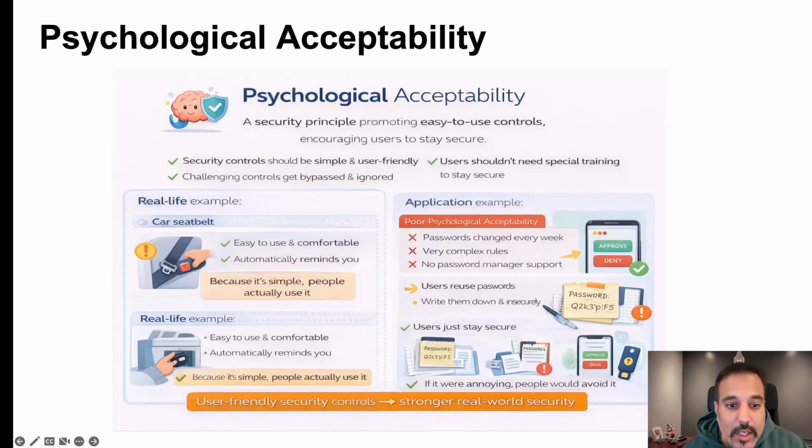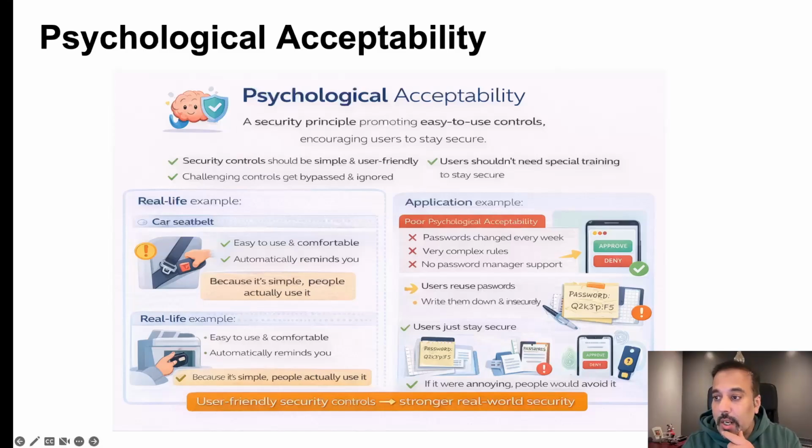Psychological acceptability is a very major and important method in applications and in application security as well. You don't need to overcomplicate things, as I explained previously, keep it simple. You don't need to make it harder for the users. Eventually, it's the end user who will be using your application. So if you make things very complicated, it's highly likely that your application can be compromised.